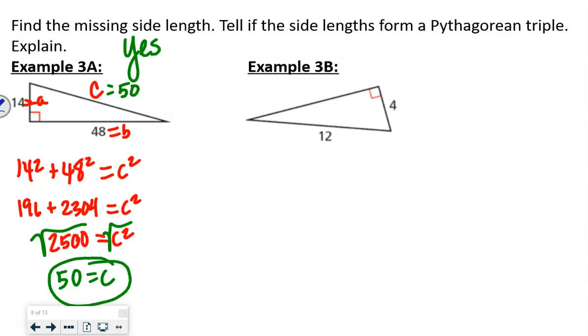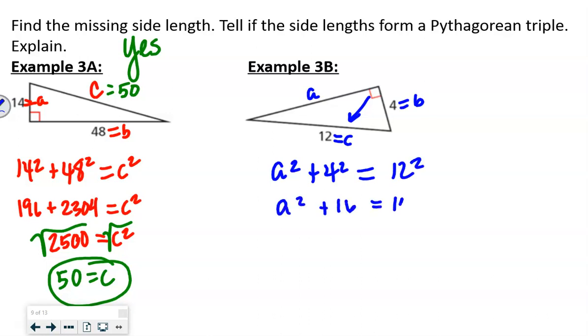All right, so here we go again. Notice that this is the opposite of the right angle, so this is going to be our c. I'm just going to make this side my a and this side my b this time. So once again, we're going to say a squared plus 4 squared is equal to 12 squared. That's a squared plus 16 is equal to 144. Subtract the 16 from both sides, so a squared is equal to 128.